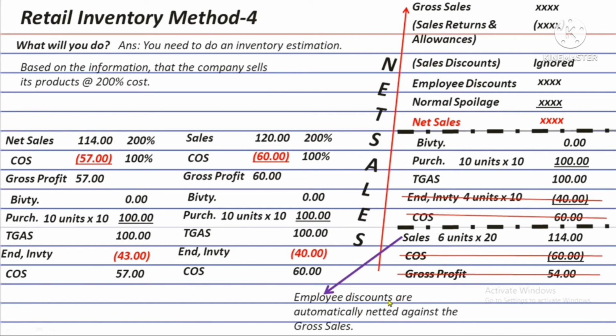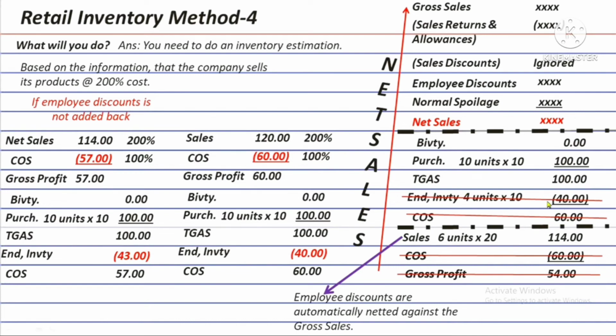And because of that, if we ignore the employee discounts, or if you do not add the employee discounts to sales, this will happen. The sales will become 114. The cost of sales will become 57. And the ending inventory will be 43. And we know those amounts are wrong because these are the correct amounts, right?